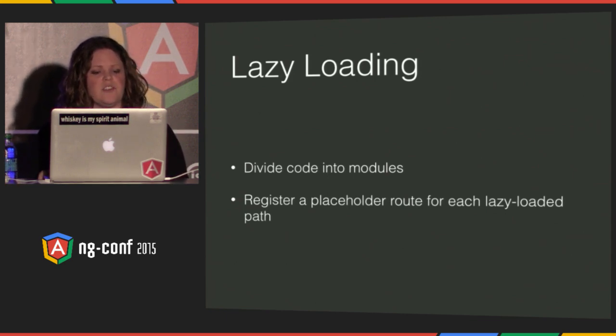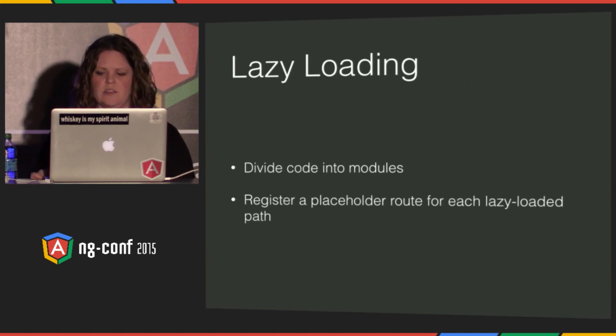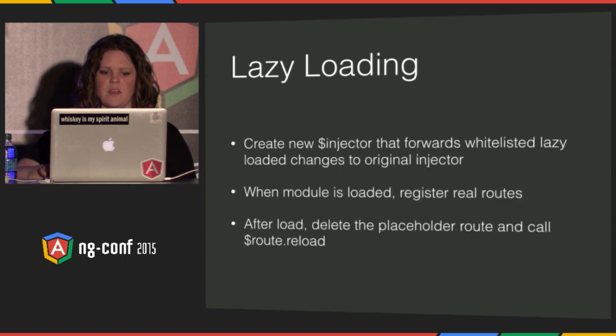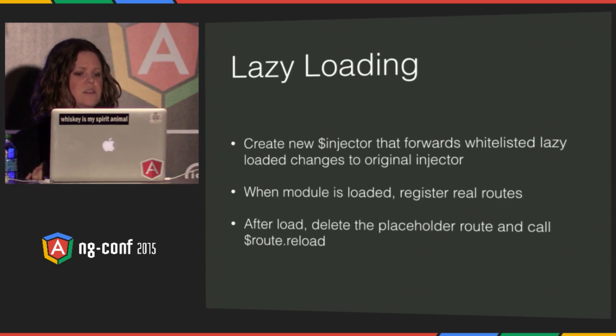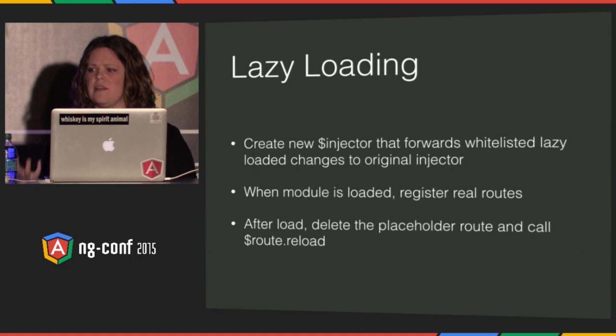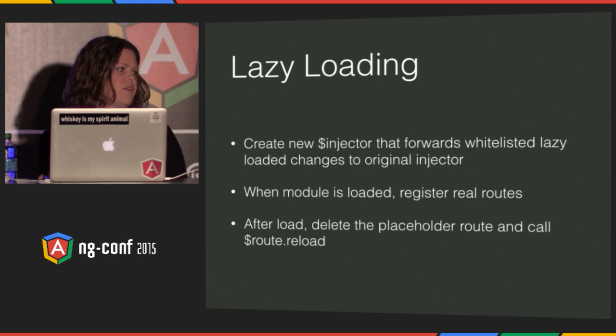Next, what we do is register a placeholder route for each lazy loaded path. And I'll give you some examples of what these look like in a minute. We also have a new injector that's registered, and what that does is it forwards whitelisted lazy loaded changes to the original injector. So we have a whitelist of providers that we think it's safe to allow later configuration for. And of course, the route provider is one of those. When the lazy loaded module is loaded, it registers its real routes, after which we delete the placeholder ones and call route.reload.